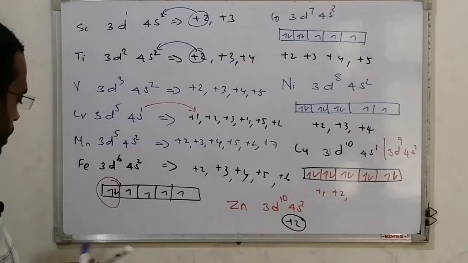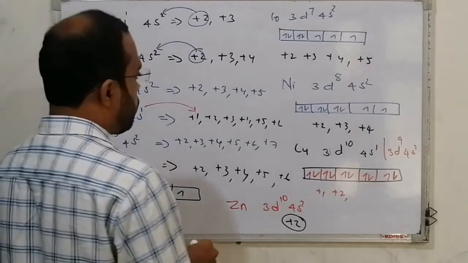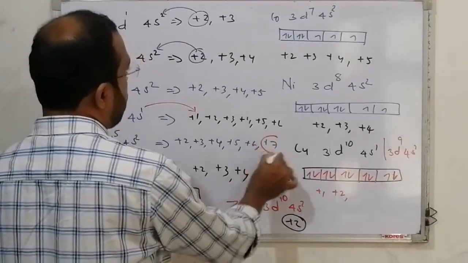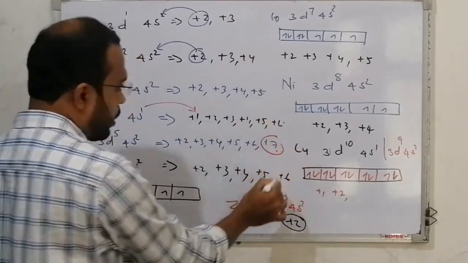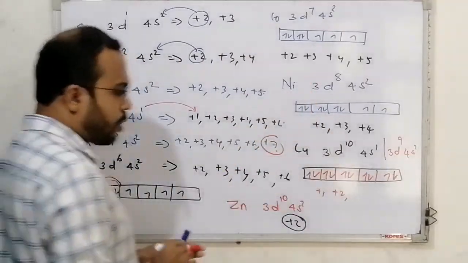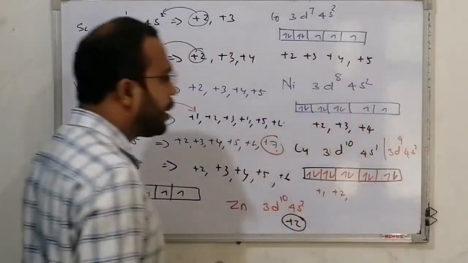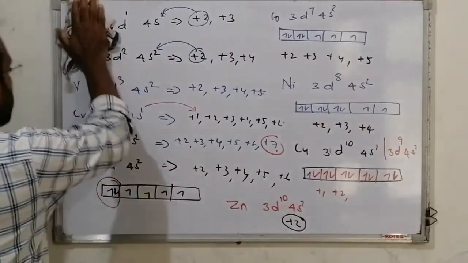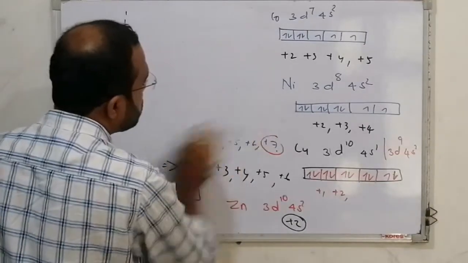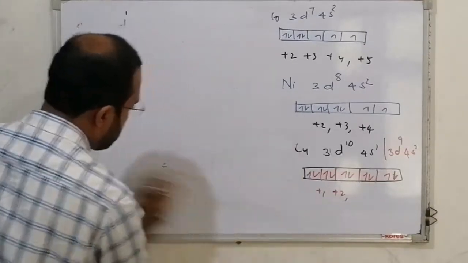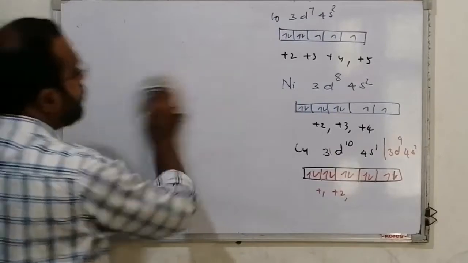The maximum oxidation state of the 3D series is +7. Because +2, +3, +4, +5, +6, +7, then decreasing. Therefore, the oxidation number increases up to the middle, then starts decreasing. Therefore, we can conclude the following points. These are the conclusions. Let me write the conclusion.